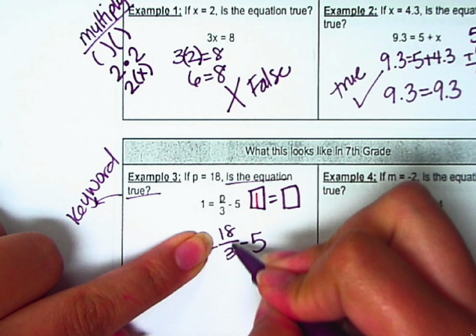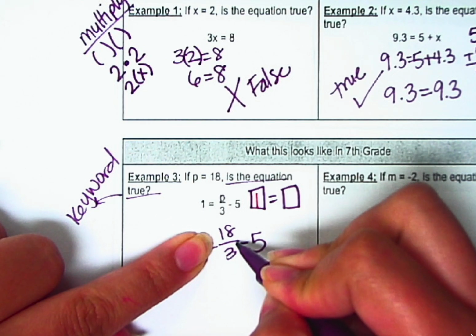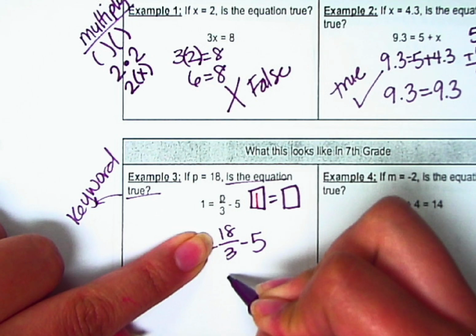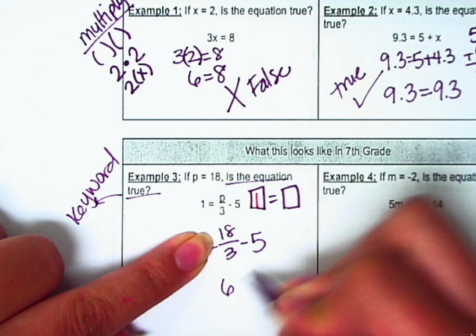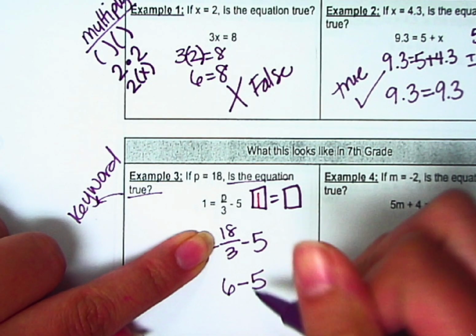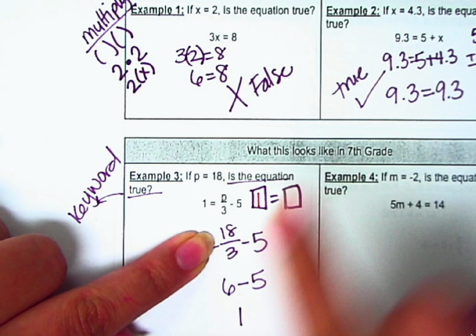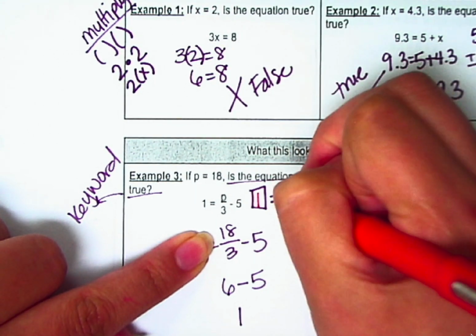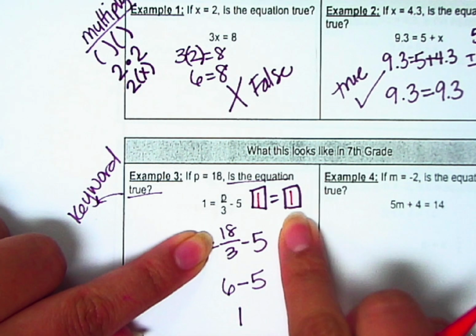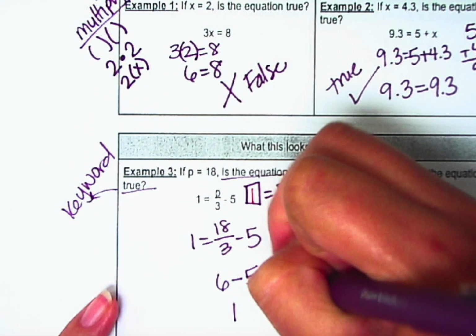So it's telling me 18 over 3 minus 5. This fraction tells me this is division. 18 divided by 3. How many times can 3 go into 18? 6 times. Then I'm going to bring down my minus 5. 6 minus 5 is 1. So when I'm done, I'm going to throw that in there in my second box. So my equation is telling me 1 is equal to 1. Is that true or false? That is true.